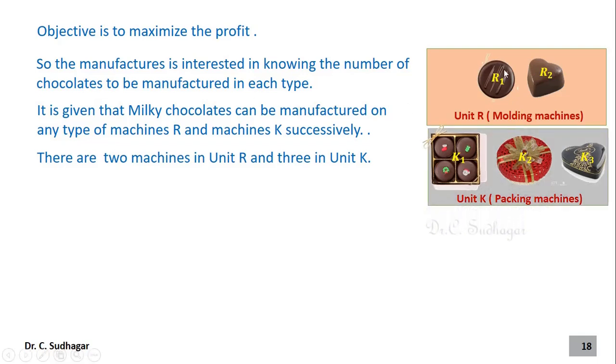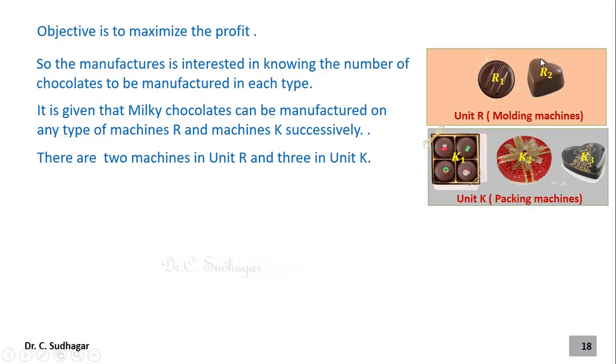You can use this mold and put it in this box. That is one chance. Use this mold and put it in this box. That is the second chance. Use this mold and put it in this box. That is the third chance. So in three ways we can make the milky chocolate.